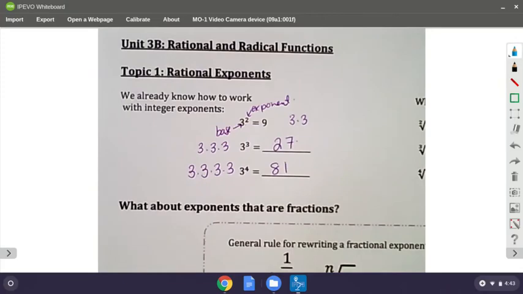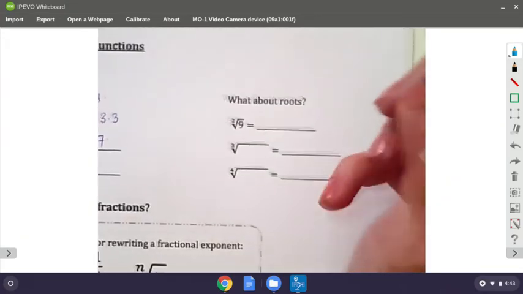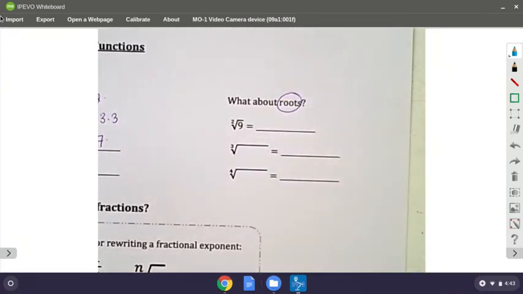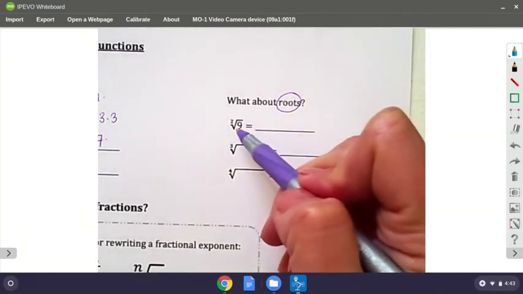Okay, so we've done work with exponents. We've even done a little bit of work with square roots. So now we're just referring to them as roots in general. We have different types of roots. We don't only have square roots. That's not the only type of root that exists. That's all you've learned about so far. But today we're going to learn about more roots.